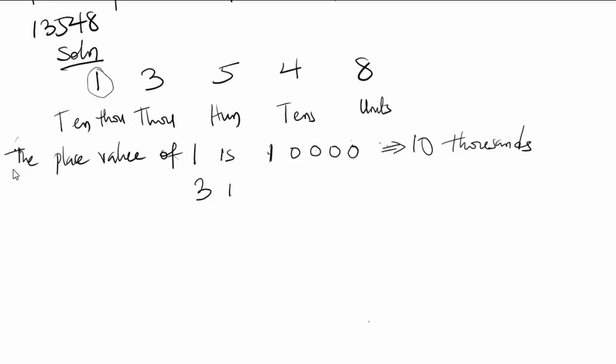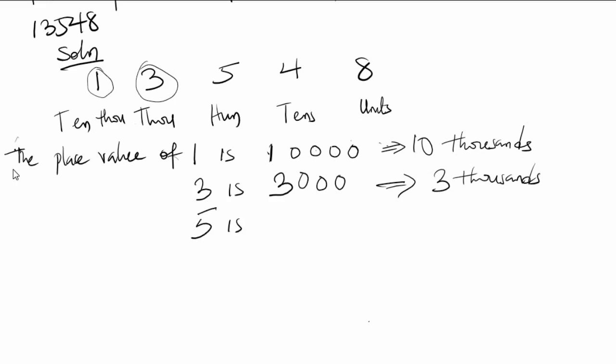The place value of 3, in the same manner, you put 3 down, and every other number after it becomes 0. 5 becomes 0, 4 becomes 0, and 8 becomes 0, which is 3,000. The place value of 3 is 3,000. The place value of 5, in similar manner, you put down 5, every other number after it becomes 0. 4 becomes 0, and 8 becomes 0. The place value of 5 is 500.